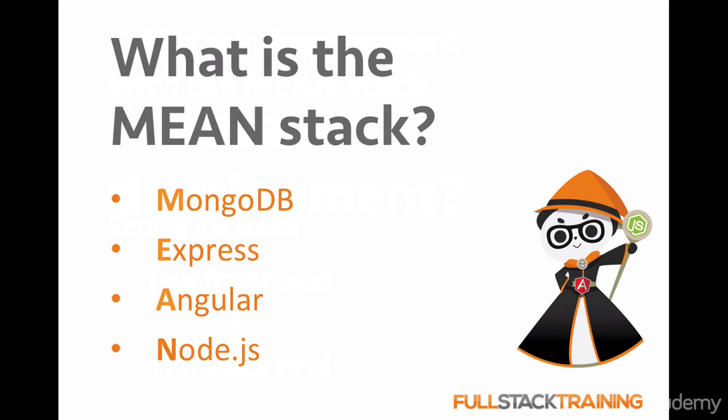So what is the MEAN stack? The MEAN stack is these four technologies you can see here, so MongoDB, Express, Angular and Node. Mongo is a database. It's a NoSQL database, so it's a document store, which is different from traditional SQL databases such as Microsoft SQL Server. We're going to be taking a look at that later on in the course. We'll have a bit of a dive into what NoSQL is like and how MongoDB actually works, what it adds to the stack.